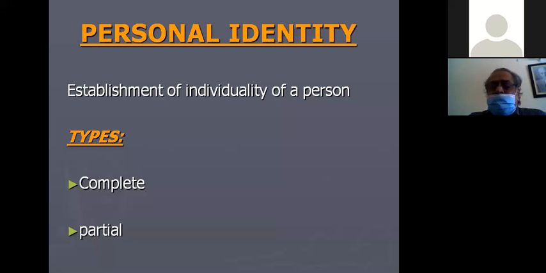But when an ID card is not available, then the best method is third party identification. The person who is accompanying the examinee will give evidence for his identity. And you have to note down the details of that person who is giving evidence for the examinee.